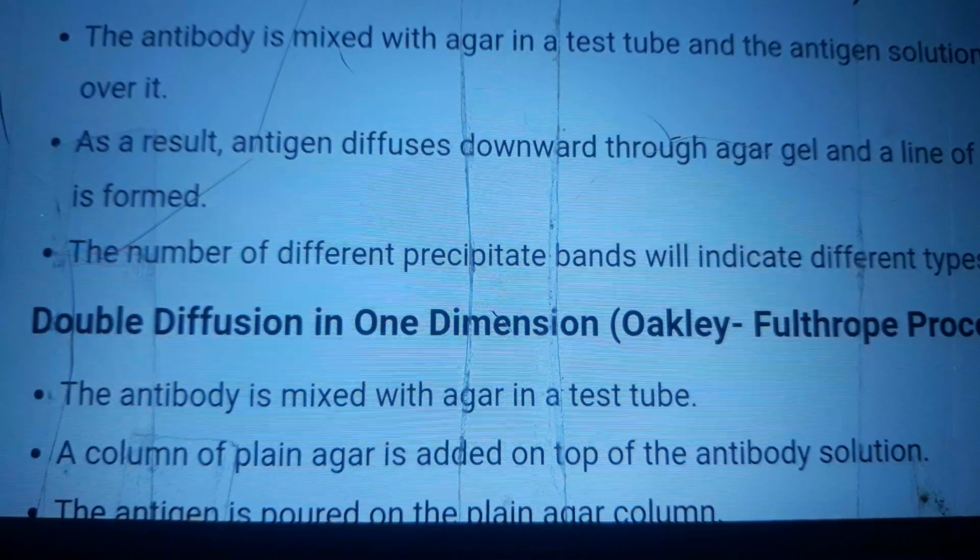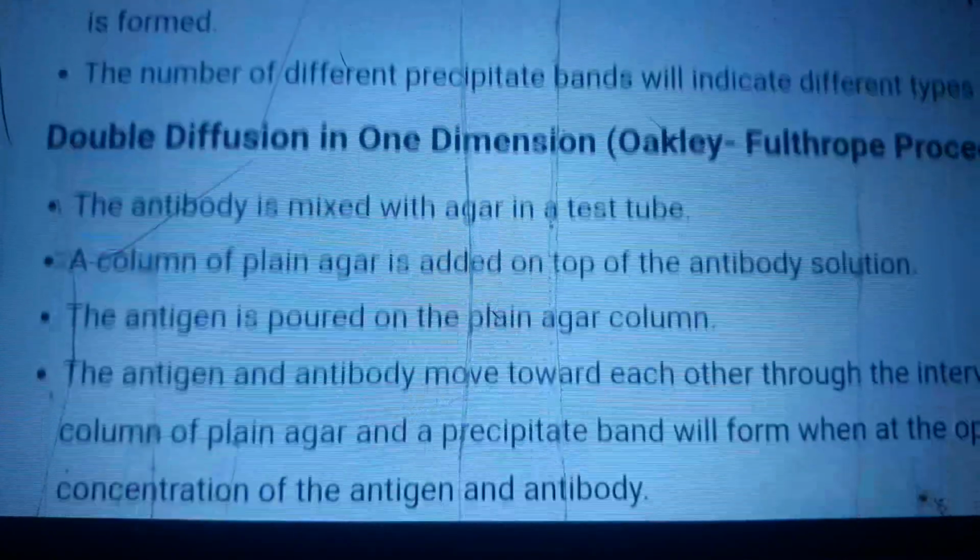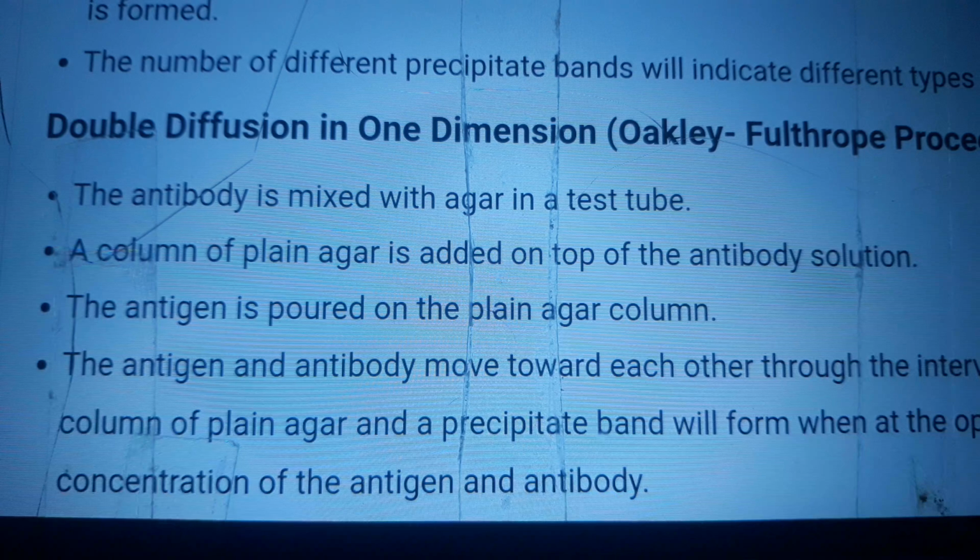Antigen is mixed with the agar in a test tube, and the antigen solution is added over it. As a result, antigen diffuses downward through the agar gel and a line of precipitation is formed. The number of precipitation bands will indicate the different types of antigens.